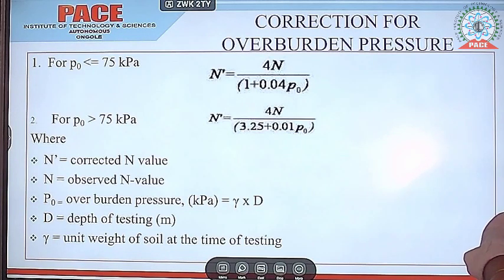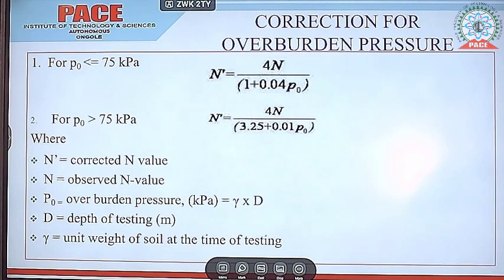It is calculated by gamma into D, that is the density of the soil and the depth of footing, and D is the depth of testing, gamma is the unit weight of the soil at the time of testing. During the testing, what is the density of the soil?